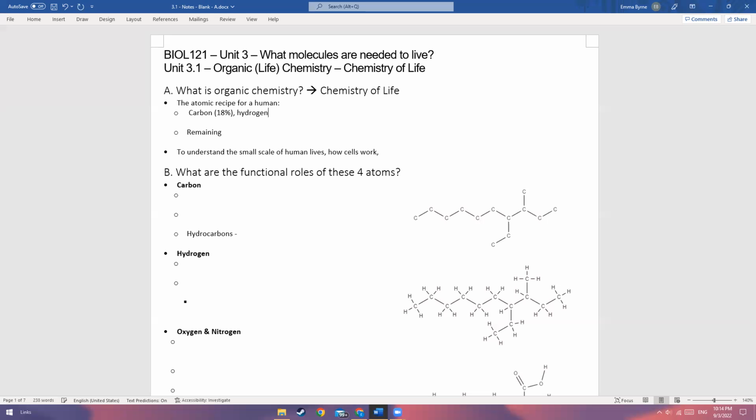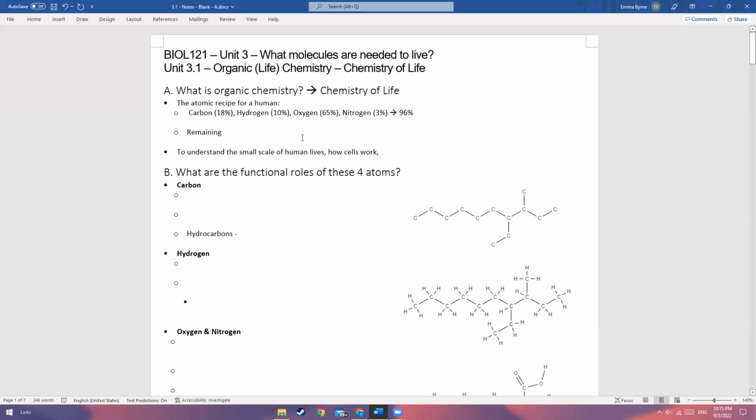Then we've got hydrogen. We are about 10% hydrogen. Heavy on the oxygen. We are, I should be capitalizing these. You're about 65% oxygen. And about 3% nitrogen. So all of that, right, leads up to about 96%.